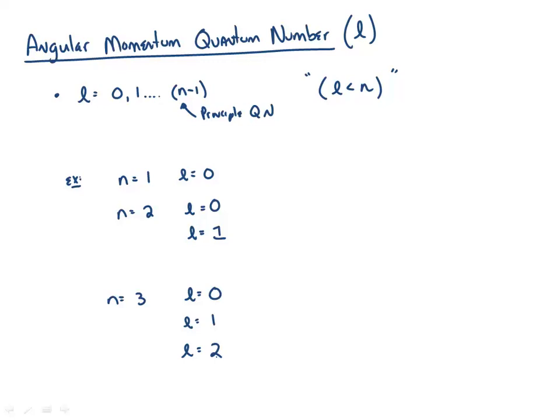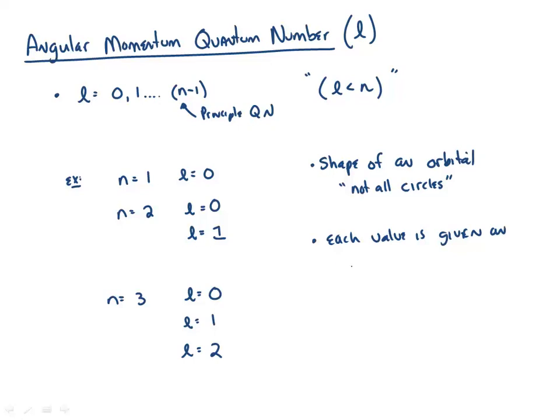Okay. So each of the L values describes the shape of an orbital. And so that's where I was saying that they're not all circles, basically. Meaning we get more complicated shapes when we talk about them. And there's also another abstraction.